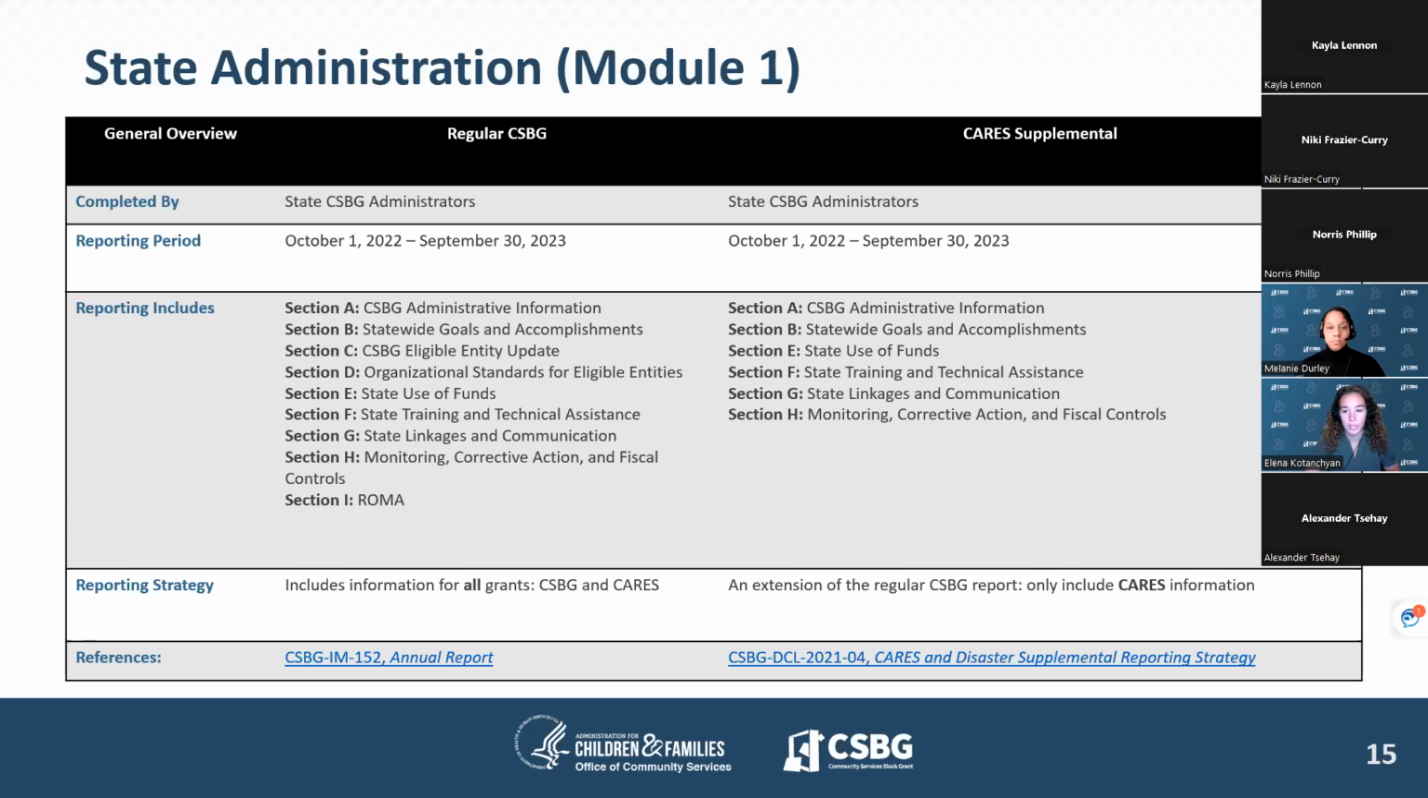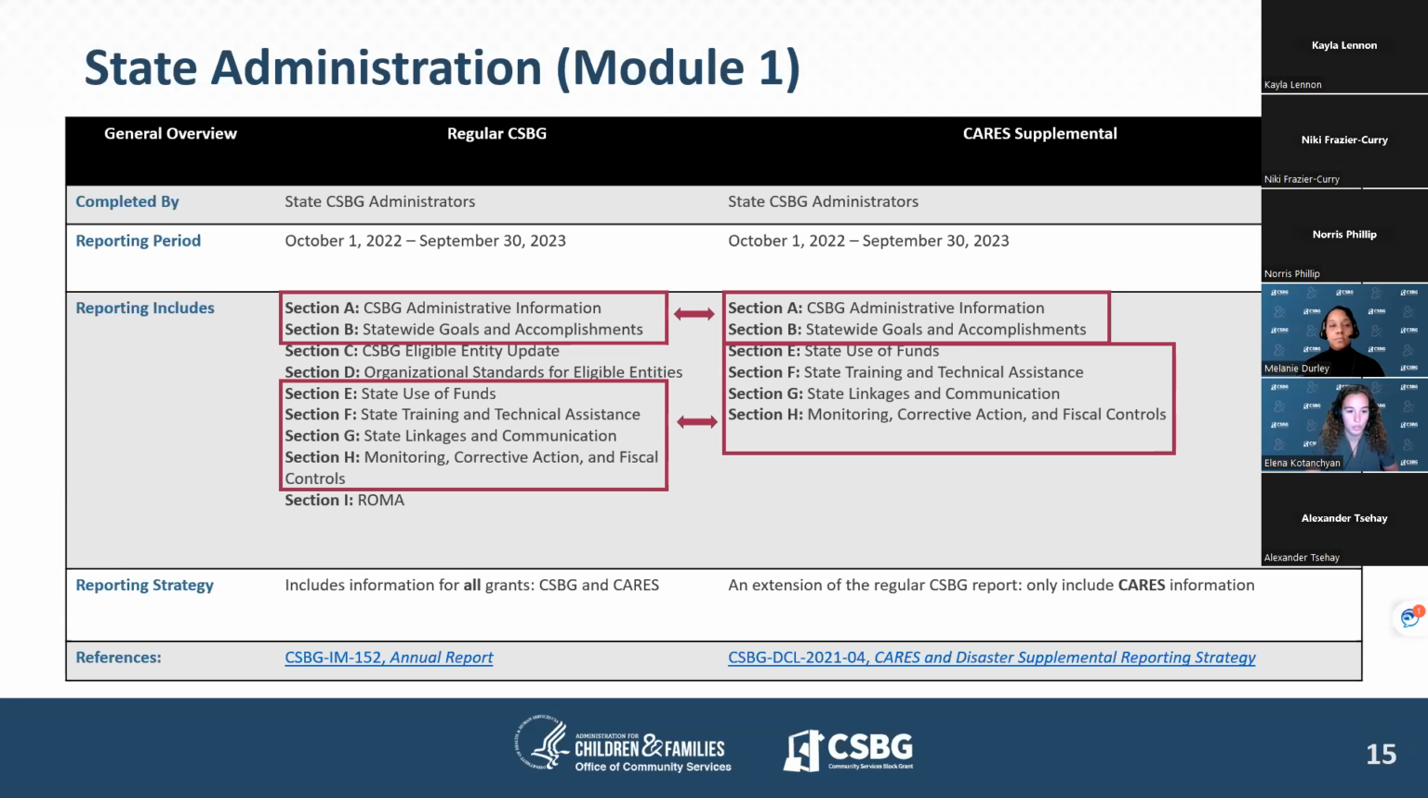When you're reporting for your CARES, we're looking for how you use CARES to complement or extend your regular CSBG funds. So you should not just report the same things you're reporting in your regular CSBG annual report. We're looking to see how you may have done something a little different or extended the use of funds. So for the statewide goals and accomplishments, we're looking specifically for those CARES statewide goals and accomplishments in your CARES supplemental annual report. Do not forget that regular CSBG includes information for both CSBG and CARES, if you're one of those states that are still reporting on CARES. Next slide.